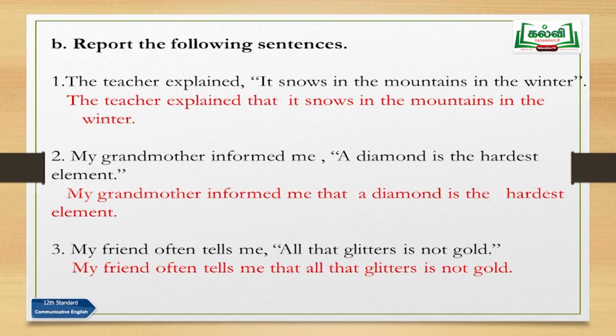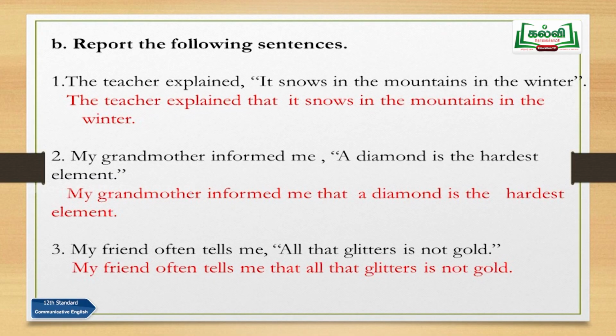Report the following sentences. Again, nothing but transforming it from the direct into the indirect. The teacher explained. So here the reporting verb is already given, explained. "It snows in the mountains in the winter." Now what is the special feature of these sentences? Here we are talking about eternal truths or habits or incidents that keep recurring. They never change. So here you do not change the tense of the verbs within the quotes.